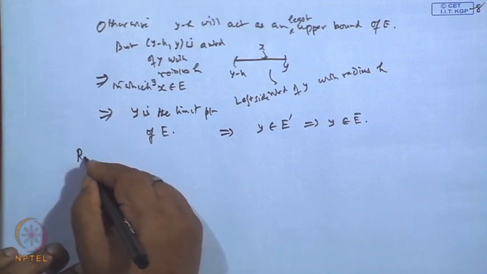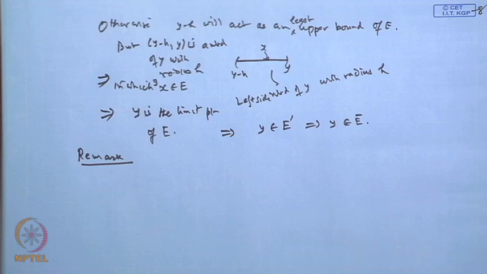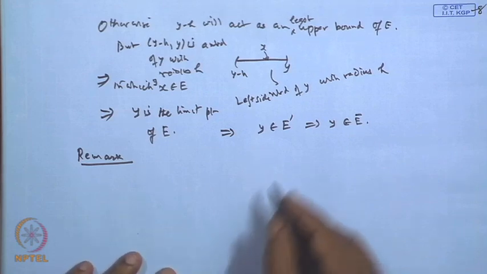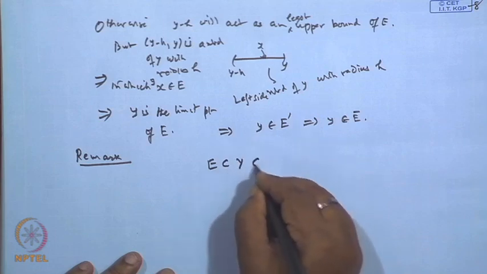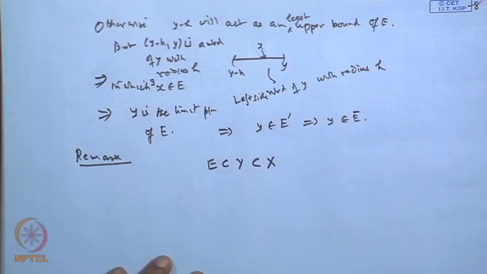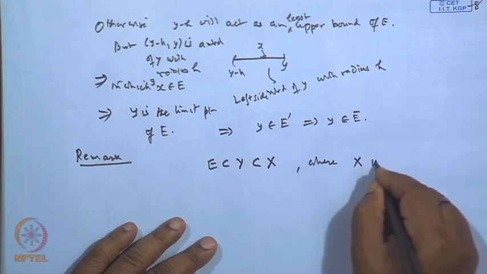Now, a remark we can see. We know if E is a subset of Y and Y is a subset of X, suppose where X is a metric space.